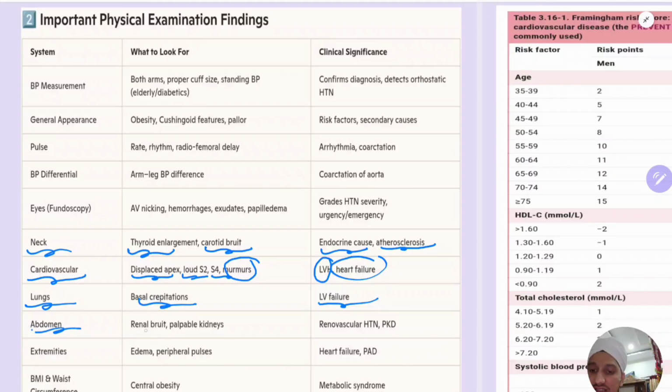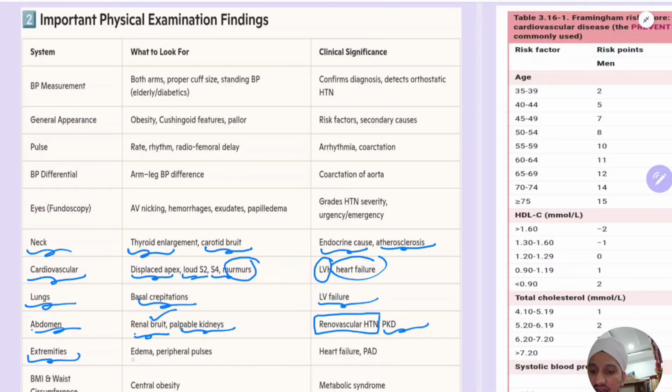In abdomen, you auscultate for renal bruit and palpate the kidneys. If you feel palpable, ballotable kidneys, then that can be the sign of polycystic kidney disease. And if there is renal bruit, then that can be a sign of renovascular hypertension. Then you come to the extremities.